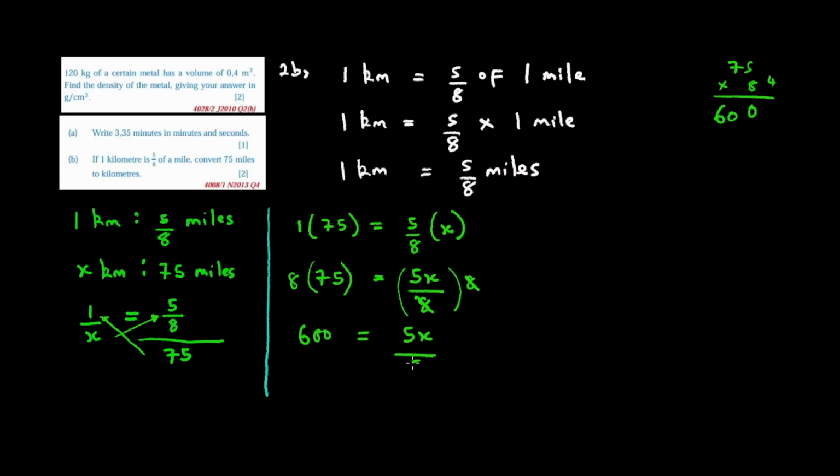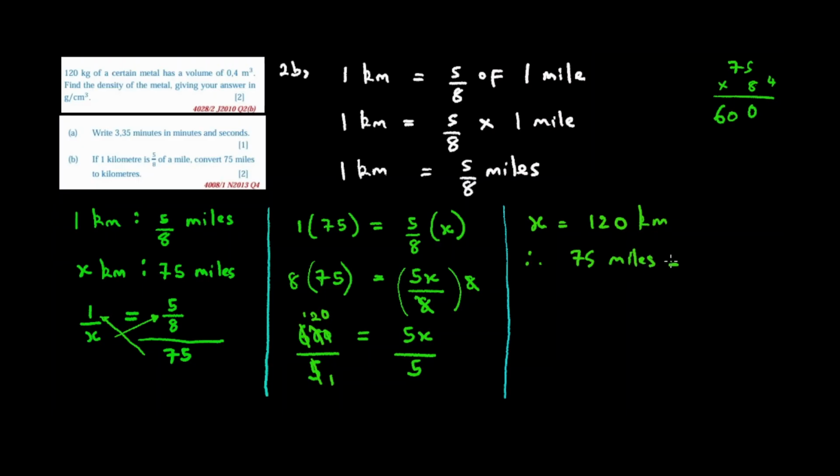We need x, so we divide both sides by 5. So what do we have as our final answer? Here x is equal to 600 divided by 5. 5 into 6 is 1 remainder 1, 5 into 10 is 2, 5 into 0 is 0. So x is equal to 120 kilometers. That is, therefore 75 miles is equal to 120 kilometers. That's our answer.